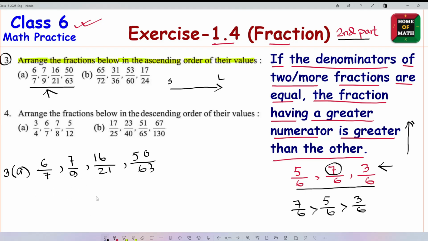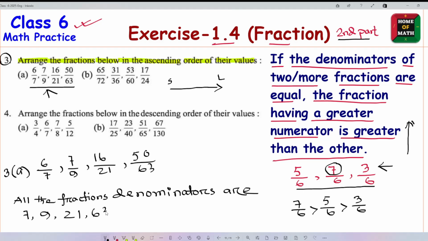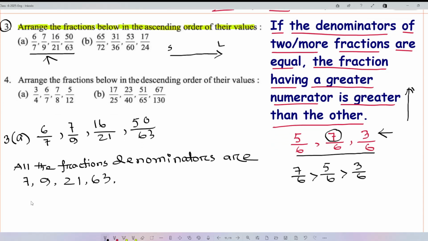So here what we will do, look, all the fractions' denominators are 7, 9, 21, 63. We need their LCM. Look, 7, 9, 21, 63.